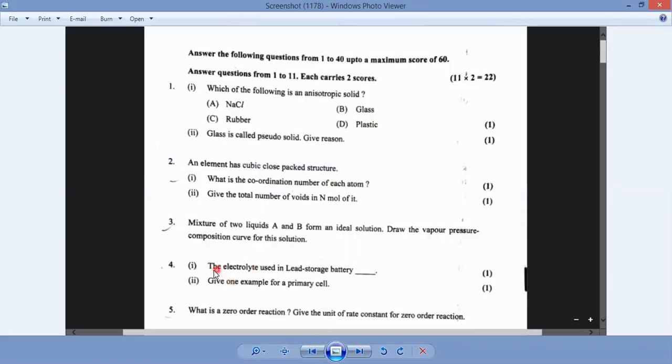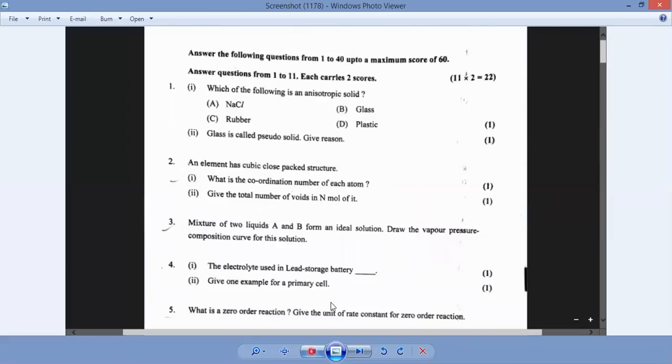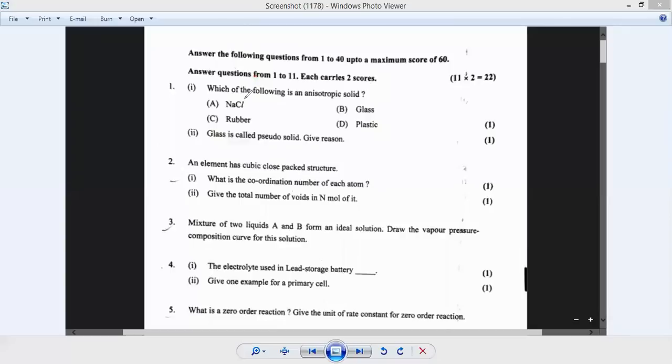And the fourth question is the electrolyte used in lead storage battery. If you see the lead storage battery, the electrolyte used is nothing but sulfuric acid, which is H2SO4. So the electrolyte used in lead storage battery is H2SO4, which is basically sulfuric acid. And give one example of a primary cell. One example is dry cell.